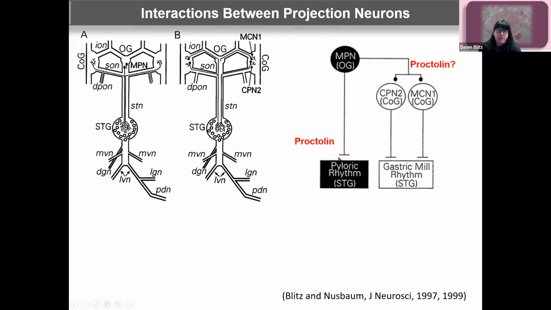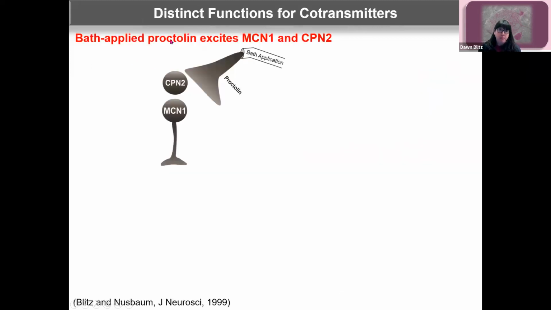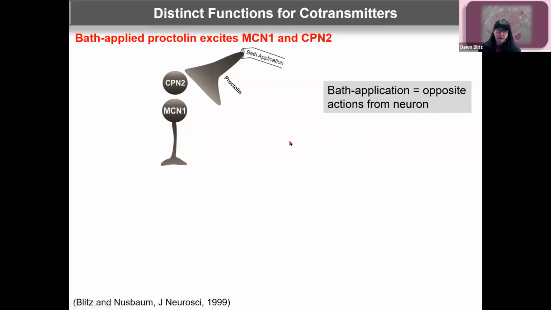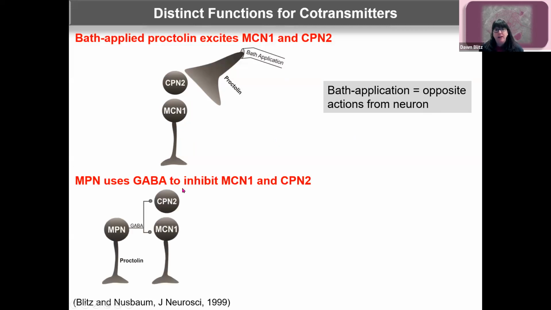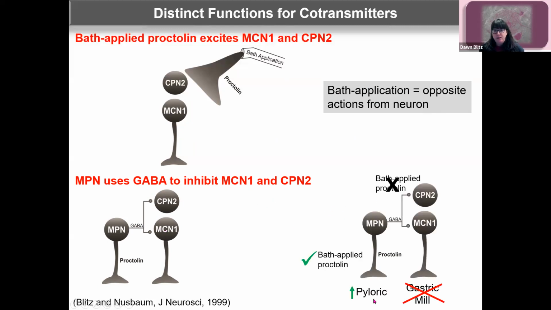And we knew that proctolin mimics MPN's effects on the pyloric circuit. And so I asked whether proctolin also mimicked its inhibition of these parallel pathways. But bath-applied proctolin showed that it actually excites CPN2 and MCN1. So in this case, bath-applying the modulator had the opposite actions from the neuron. And I found that instead, MPN uses GABA to inhibit MCN1 and CPN2. And so here we have this modulatory neuron that directly acts on one circuit via its neuropeptide. So bath-applying that peptide mimics those actions really well. But it inhibits these competing projection neurons with a co-transmitter. So bath-applying the peptide does not mimic those effects. And this allows the neuron to indirectly inhibit the second circuit.